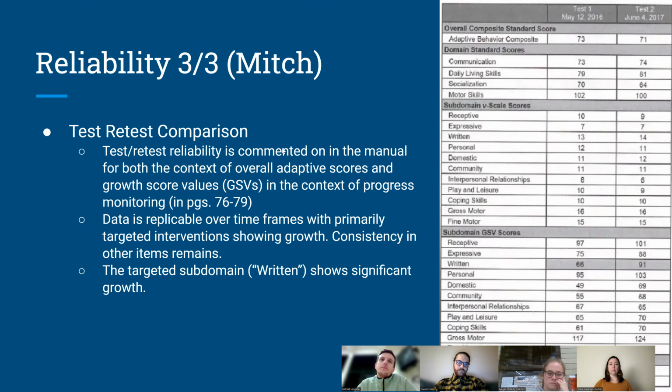And then in addition, you can see some retest comparison, or at least some is provided in the manual. It focuses particularly on these GSVs, or growth score values, to determine the context of progress. But again, you're only looking at targeted subdomains when you do a retest to identify growth, like for the targeted area. You can see comparative data throughout, which lends it some retest reliability. And of course, this is just one example to show what they studied in their pilot testing.